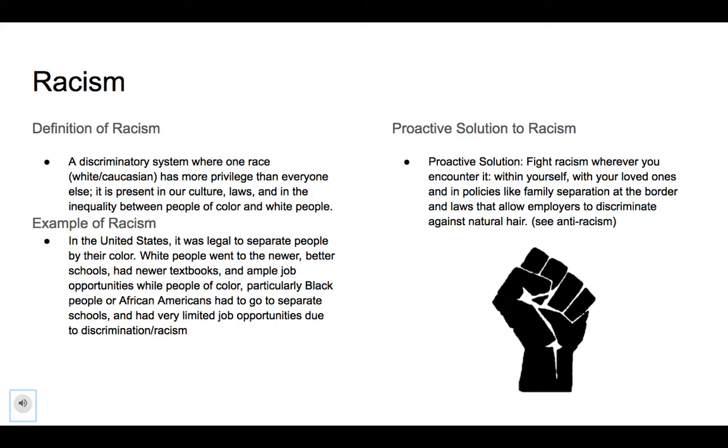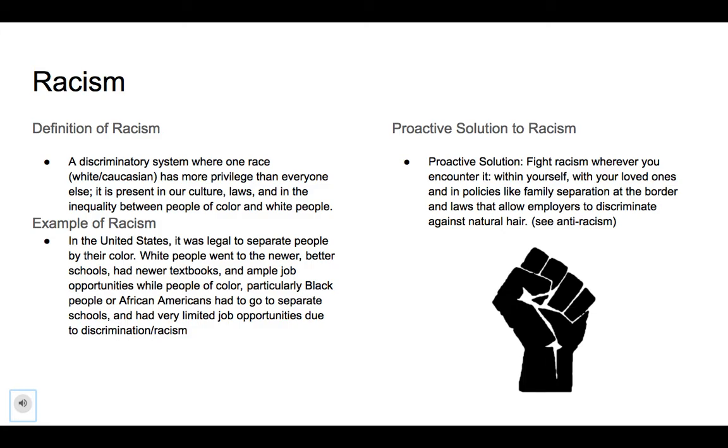So, the definition. Racism can really present itself in a lot of ways because, unfortunately, it's a big part of our society. So, a basic definition is that it's a discriminatory system where one race, the white race or the Caucasian race, has more privilege than everyone else. Like I said, it's present in our culture, laws, and in the inequality between people of color and white people.